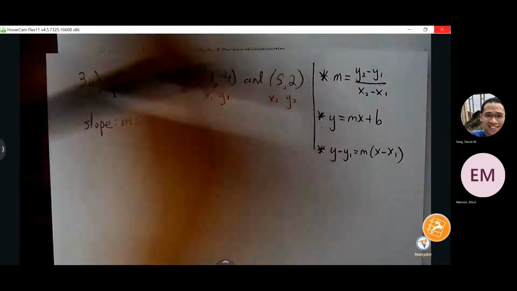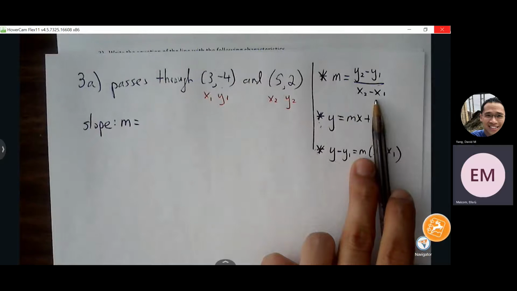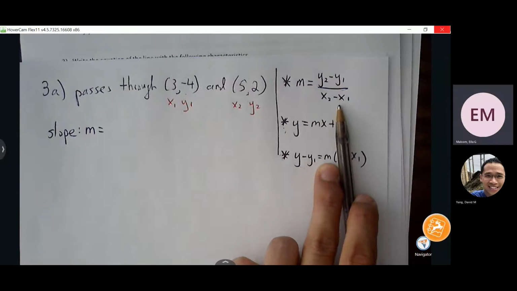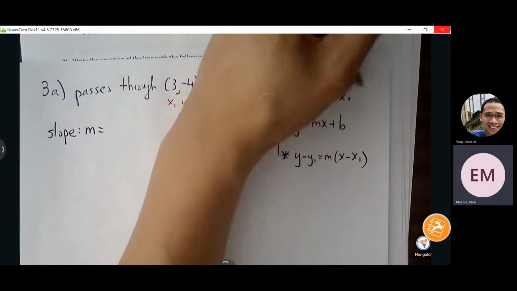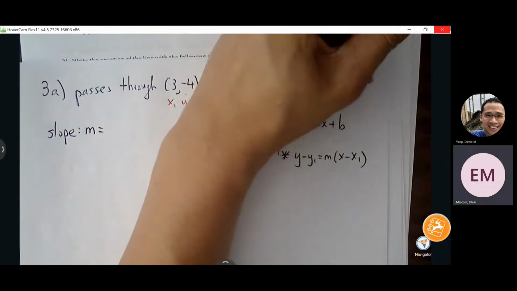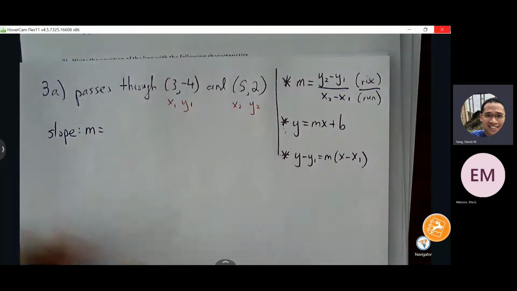I see. Okay, so we just plug it into the slope formula. Yeah, I remember doing this. Yeah, rise over run.